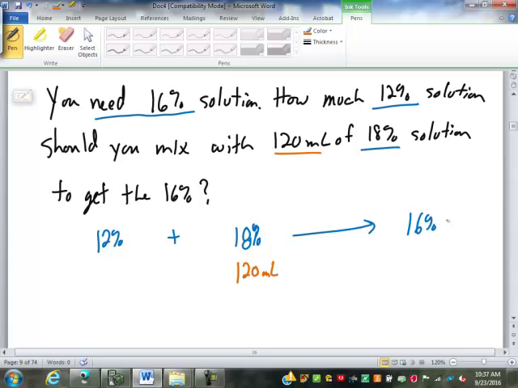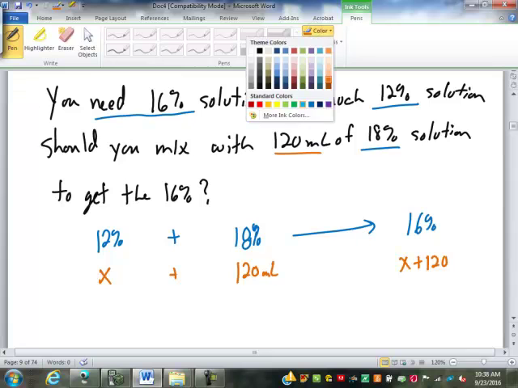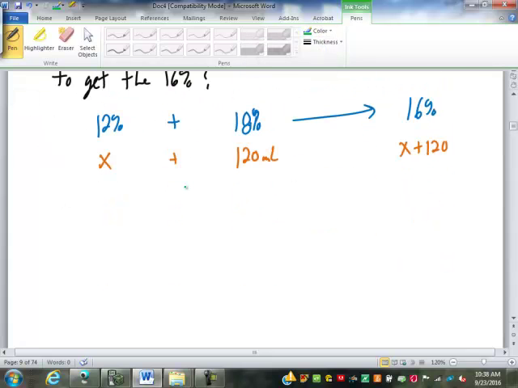So now we have to look and see which one we're going to make X and how we're going to define the other, because we can only have one variable. It's easiest, since we're given the amount of one of the ingredients, it's easiest if we just make the amount of the other ingredient be X. So then the amount of the result, the 16%, is just going to be X plus 120. So now we can write out our equation. Remember, the amount of active ingredient is what we're focusing on in our equation, or the amount of the medication. And that is the concentration times the volume, or the mass, depending on what we have.